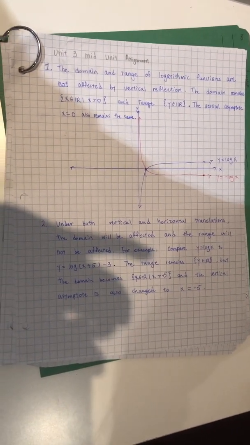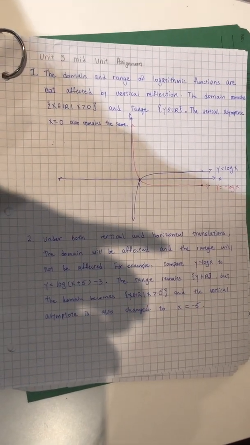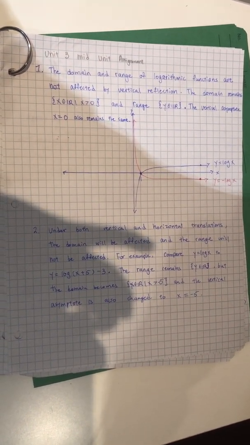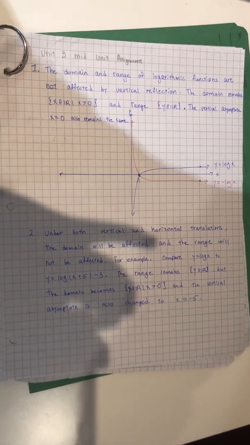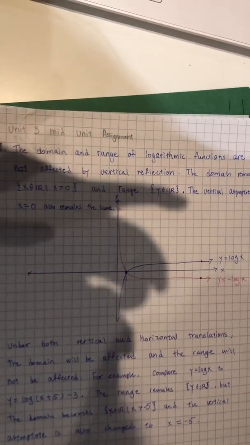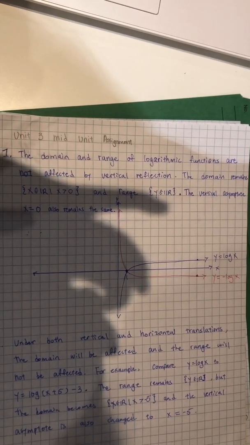So, question 1. Describe what happens to the domain and range of a logarithmic function under a vertical reflection. Support your explanation with diagrams. So the domain and range of logarithmic functions are not affected by vertical reflection.